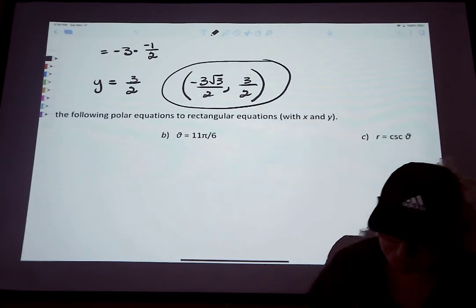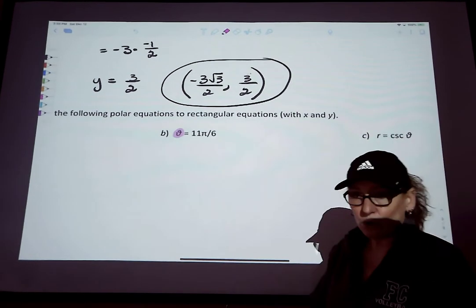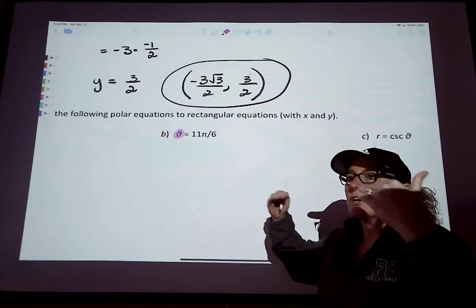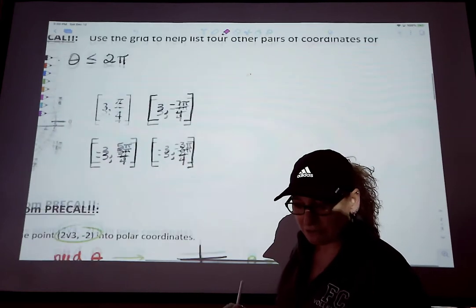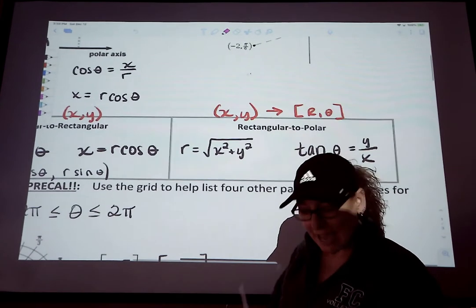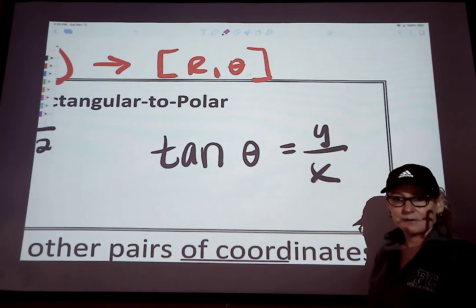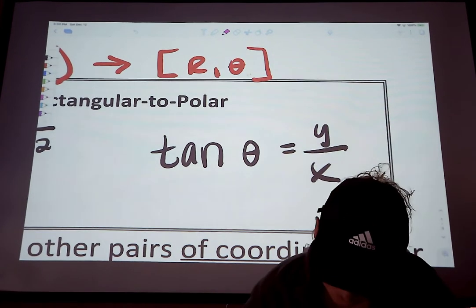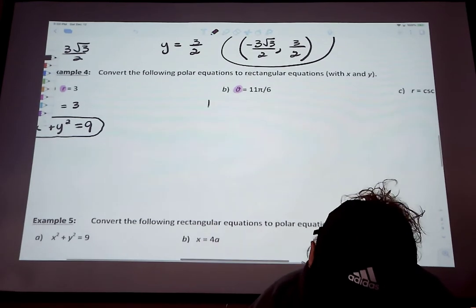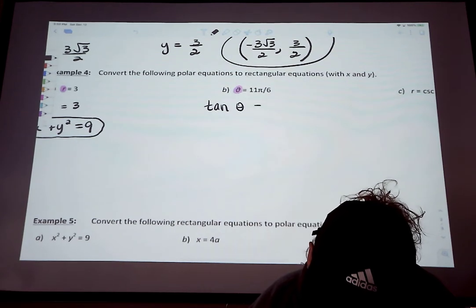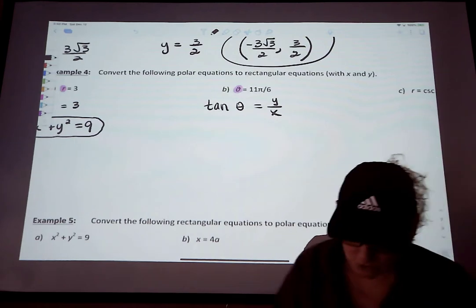Next one's kind of cool also. Currently, I have a theta. It's in polar form. It just has a theta. I need to get it out of theta and into x and y. Is there a direct relationship between theta and x and y? Yes, there is. Here's the relationship. Let me write it. Tangent of theta equals y over x. That's the relationship that I'm going to use.